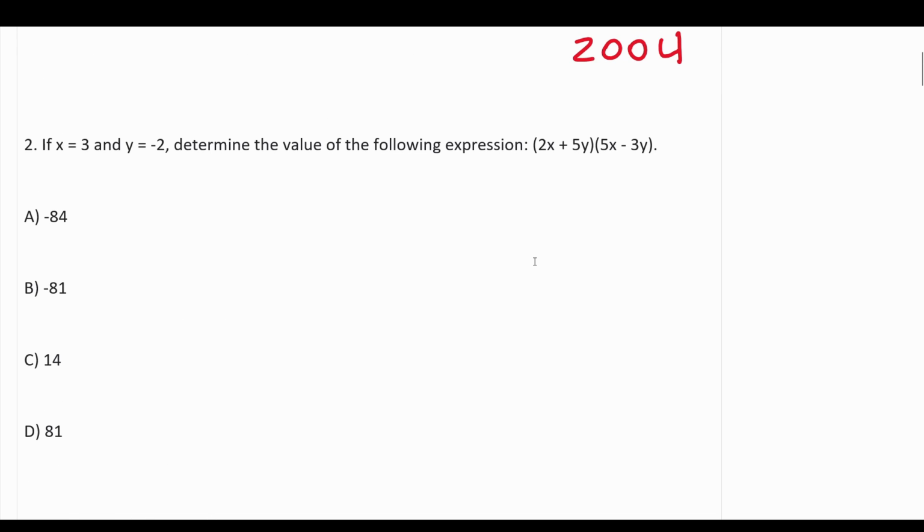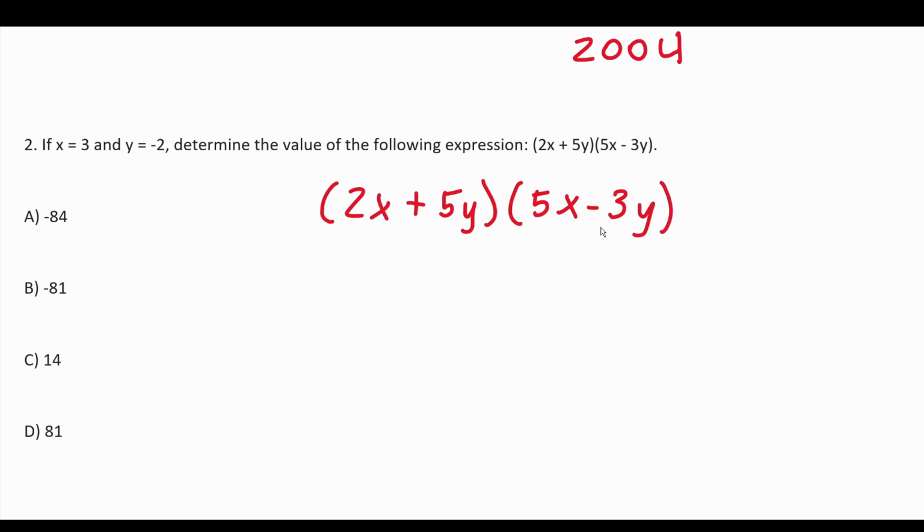All right, number 2 says if x equals 3 and y equals negative 2, determine the value of the following expression. And we have 2x plus 5y in parentheses times 5x minus 3y in parentheses. So let's go ahead and start by copying this one down. We have 2x plus 5y times 5x minus 3y.